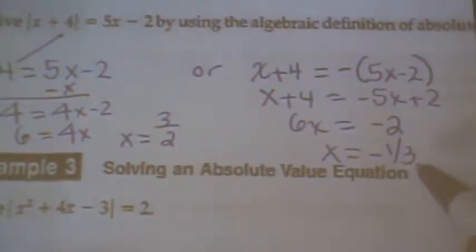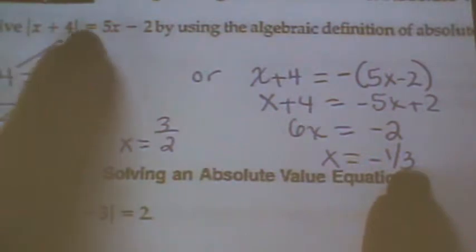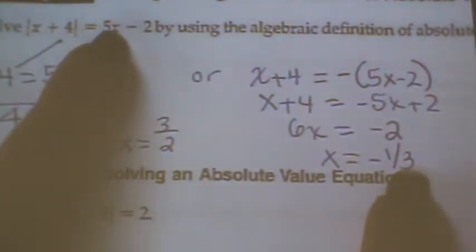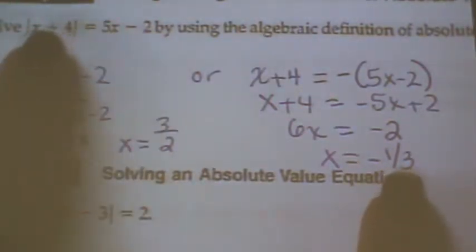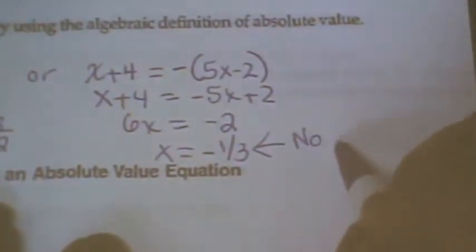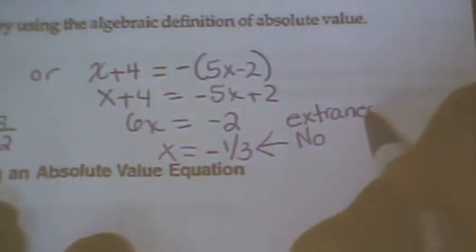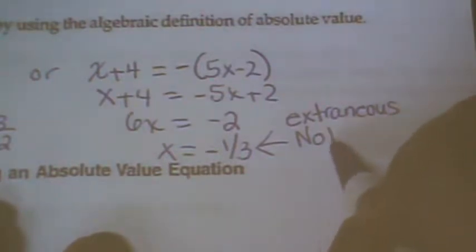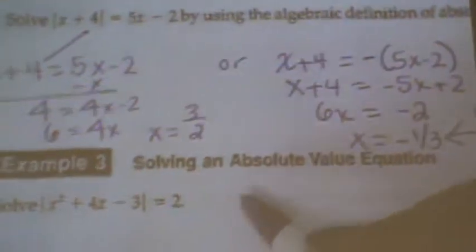This one is not going to work. I don't even have to plug it in. You know why I know? Because when I put a negative number right here for x, that's going to give me a negative number minus another negative, which is a negative. The absolute value of anything is going to come out positive. So this one's going to give us a positive on one side and a negative on the other. Does a positive number ever equal a negative? So this one is no, this is extraneous. This does not work. So the only answer is 3/2 or 1.5.